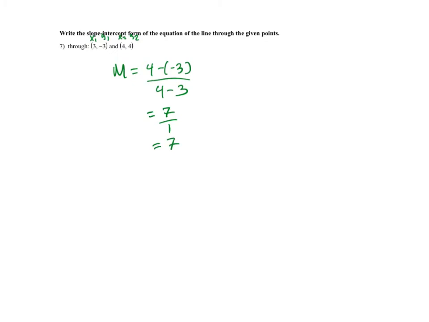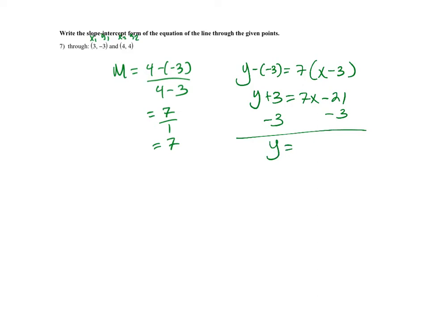So now I have the slope, and I have a point. I can use either of the 2 points. I'm going to use the first one. So y minus -3 equals 7 times x minus 3. So y plus 3 equals 7x minus 21. So minus 3. So y equals 7x minus 24.